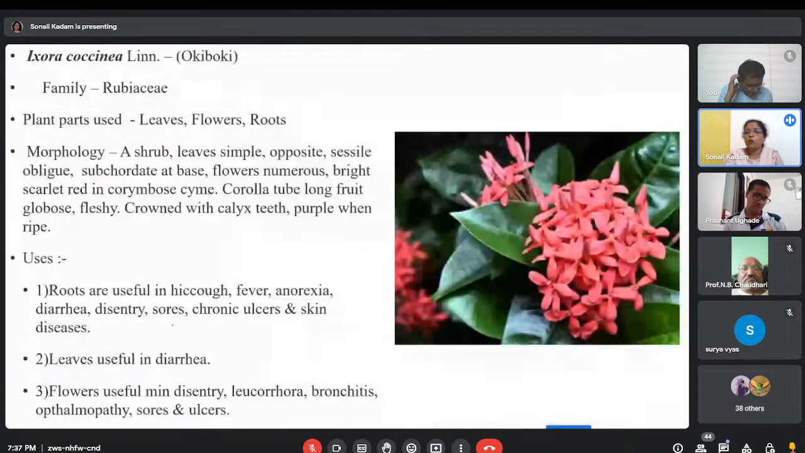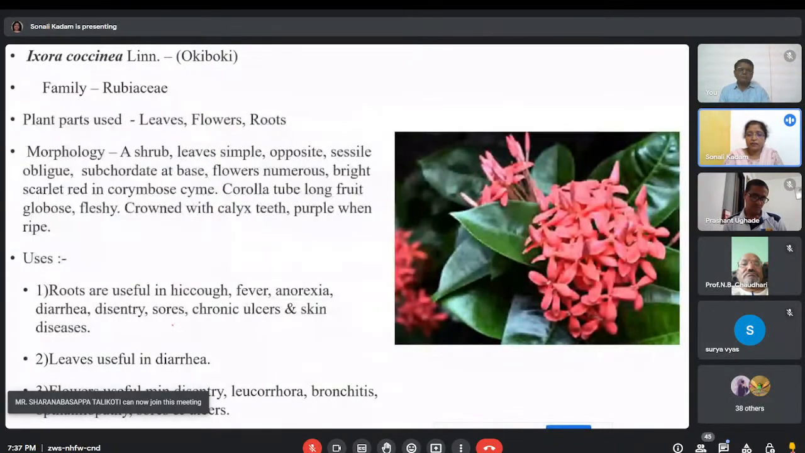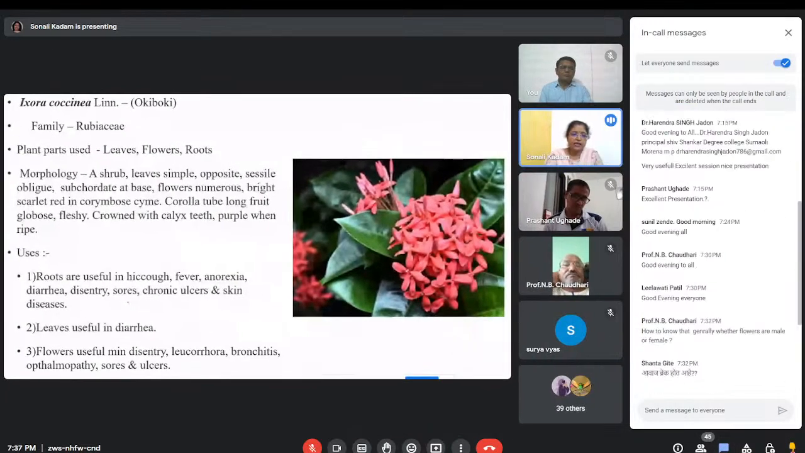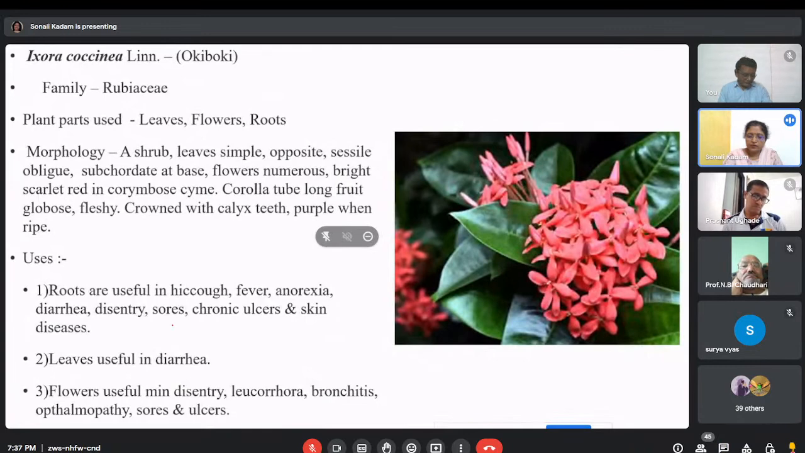So this is Aizora, this is Okboki. We call it Okboki in Marathi, and how beautiful the flowers are. The roots of these flowers are used for hiccups. Utski, they say, utski. Okay, so on that the roots are used. Then for fever, diarrhea, dysentery, chronic disorders, or skin diseases, we use almost all leaf parts of this plant.